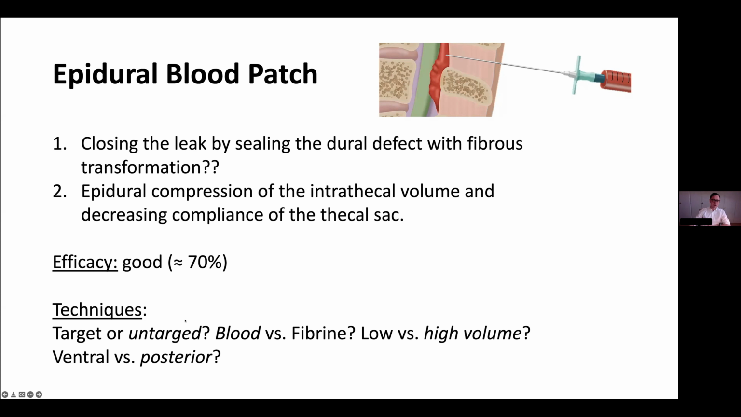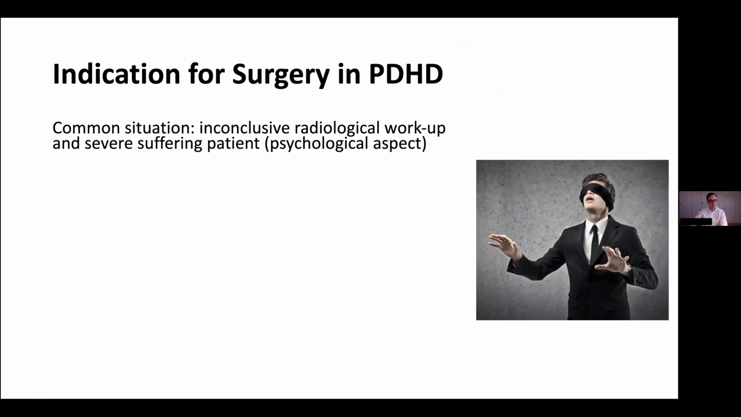Several techniques were already mentioned by Ian. You can do targeted blood patches, you can do untargeted. We do almost in every case untargeted blood patches. You can use blood versus fibrin. We always use blood only. You can use a low versus a high volume. You should at least achieve 20 cc to 40 cc as volume. And you can perform ventral versus posterior puncture. But I think in many cases, posterior puncture will be fine.